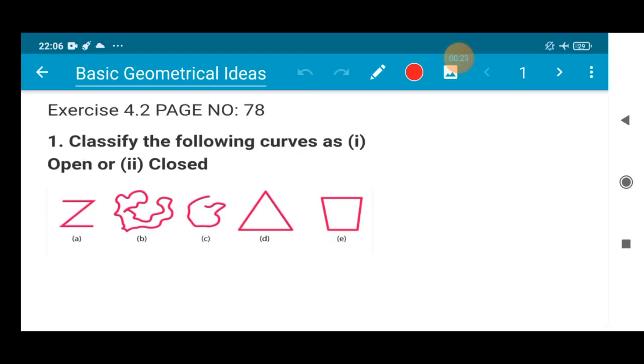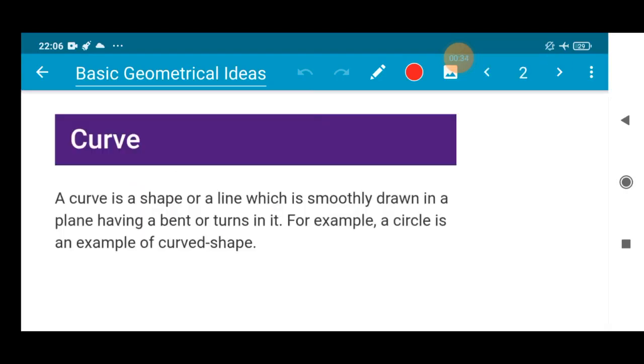So dear children, you have not studied about curves. I have not given you any explanation regarding curves. So before starting this exercise, let us have a little knowledge of a curve. What is actually a curve? A curve is a shape or a line which is smoothly drawn in a plane, having a bend or a turn in it.